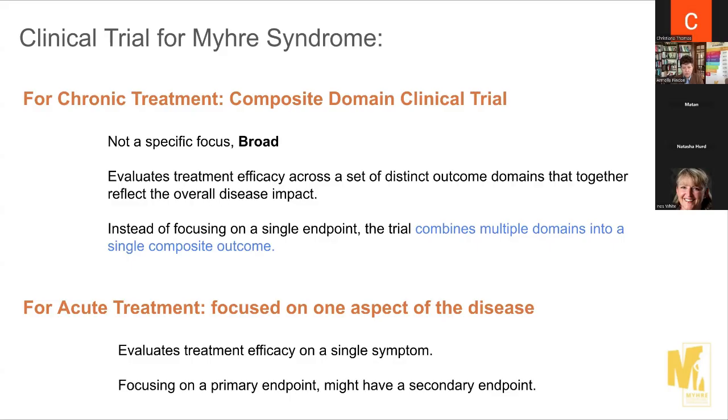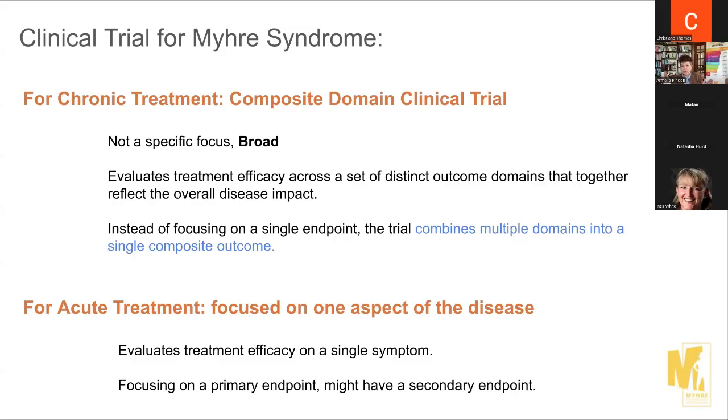Let's talk first about the chronic treatments. What we want to do in Myhre is a composite domain clinical trial. So we are not going for a specific focus. It's really broad. And we want to evaluate the efficacy of the treatment across a set of distinct outcome domains. So what does outcome domain mean? It's different types of manifestation. I was saying at the beginning that we are multisystemic. So we have gastrointestinal, we have development, we have brain, we have vascular, we have respiratory.